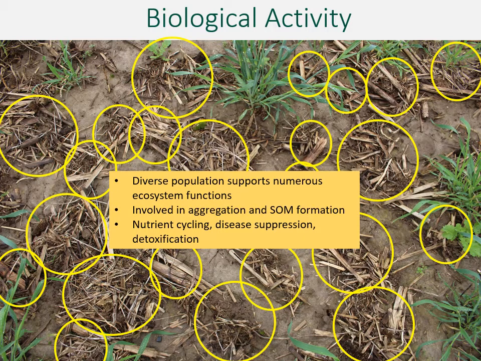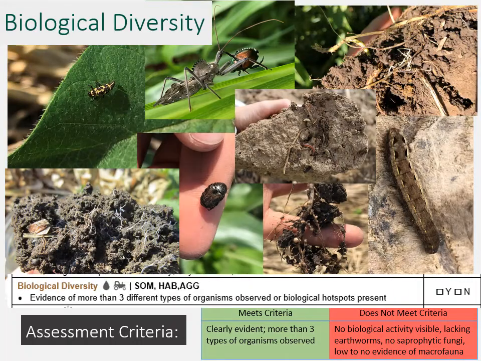Earthworms are involved in aggregation and soil organic matter formation, and help with nutrient cycling, disease suppression, and detoxification of the soil. So again, lastly, when we talk about biological diversity for assessment criteria, we just want to talk about the types of organisms observed. It talks about more than 3 types of organisms observed. We want them to be clearly evident, so you don't need a microscope to see them. You need to see them with the naked eye, and they need to be 3 types of organisms.